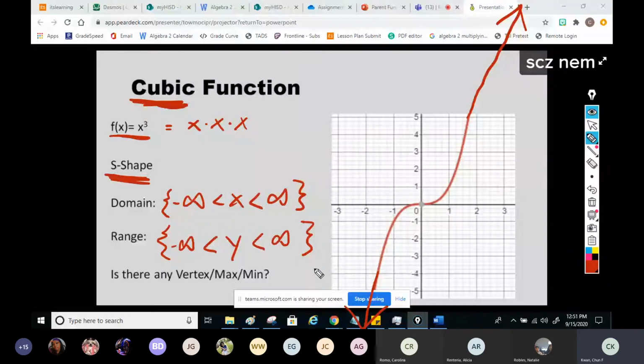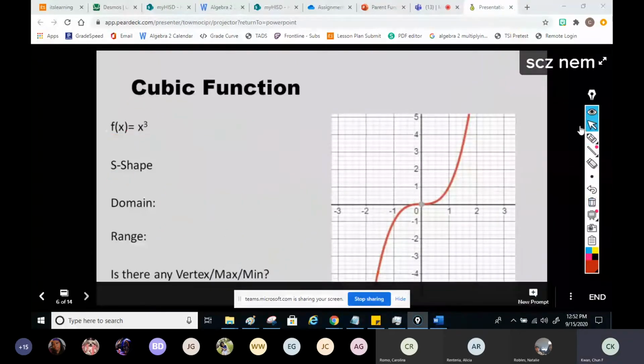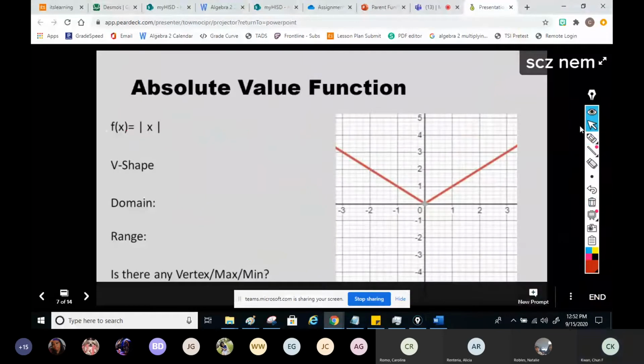And then is there any vertex? So this graph, is there any tip? And the answer is nope. There's no tip, no maximum, no minimum. Okay, so that would be the cubic function. Hopefully you guys are not lost so far.